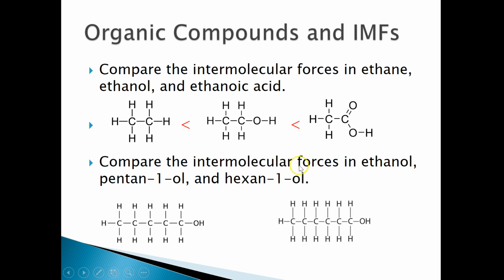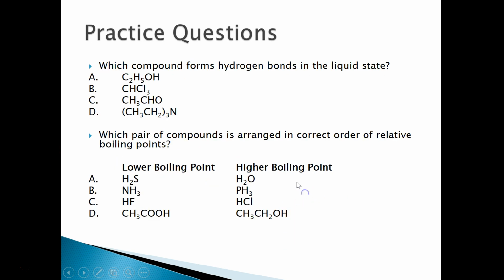And if we compare the intermolecular forces in ethanol, pentanol, and hexane-1-ol, oops, I actually left ethanol off my animated PowerPoint, but you know what it looks like. It's right up here. Right? Now, all three of these alcohols have a hydroxyl group at the end of the molecule. But as we increase the length of the chain, we actually are increasing the total amount of London dispersion forces between those molecules. So again, you will see the boiling point increase as the molecules get larger and larger.